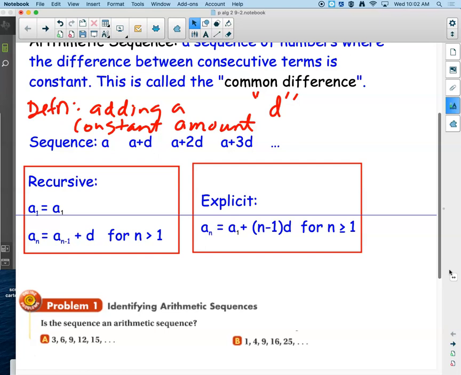The recursive one always talks about that previous term, a sub n minus 1. The one we really want, if we can get it, is the explicit, because this one uses n. So if we wanted the 50th term, we could just put a 50 in there, and away we go. So a sub n equals a sub 1 plus the quantity n minus 1 times d for n greater than or equal to 1.